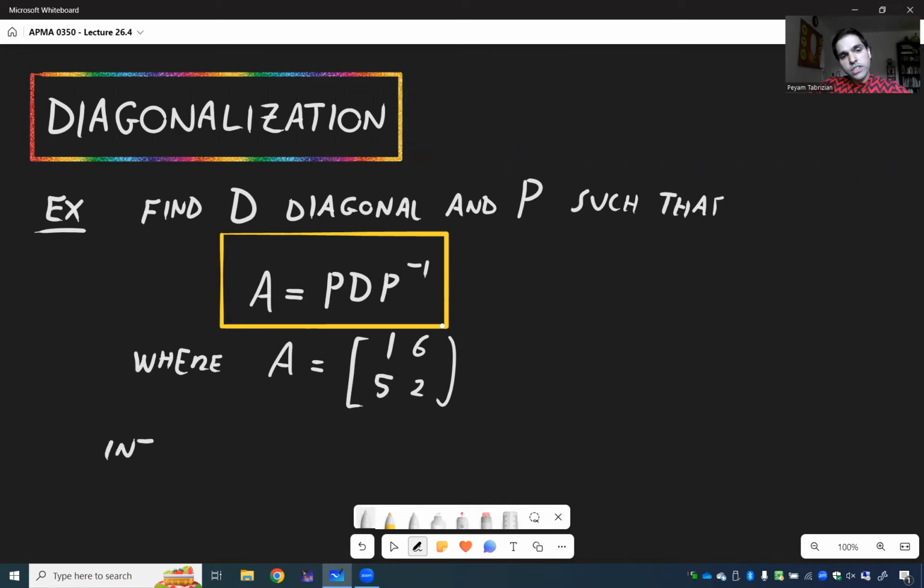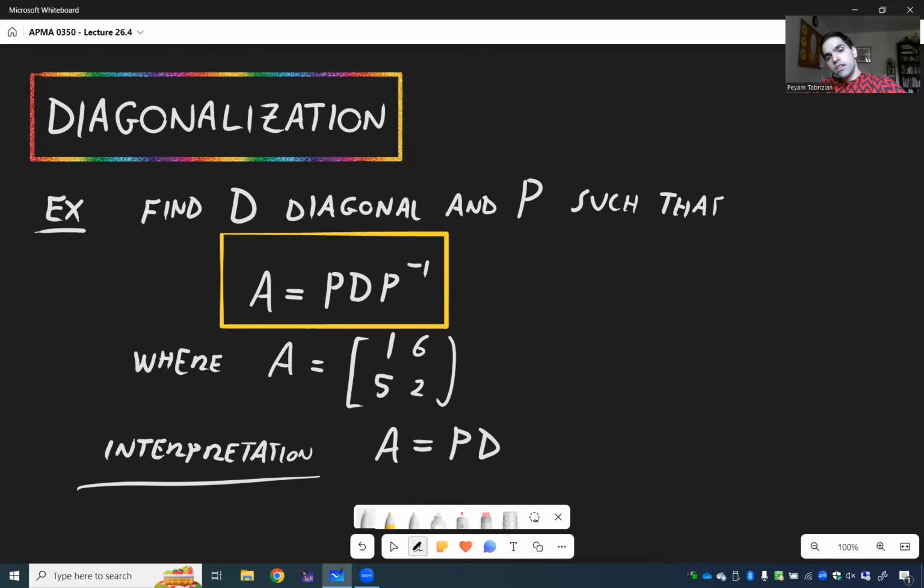So interpretation. A is PDP inverse. If you actually ignore this P and P inverse, it kind of tells you that A is like D. So in other words, it behaves the same way as D. It's a bit like an avatar, if you want.